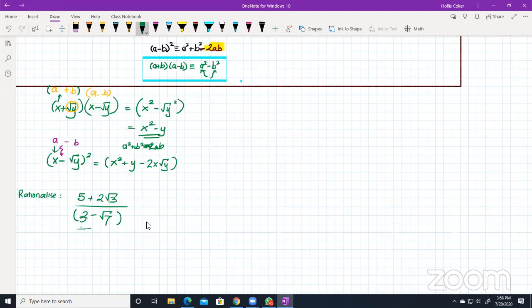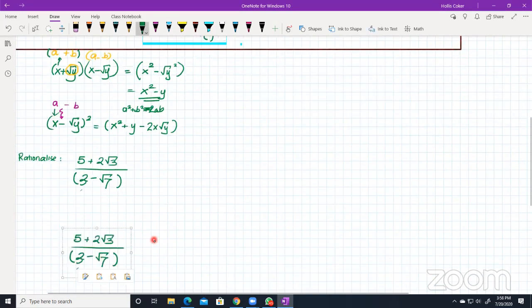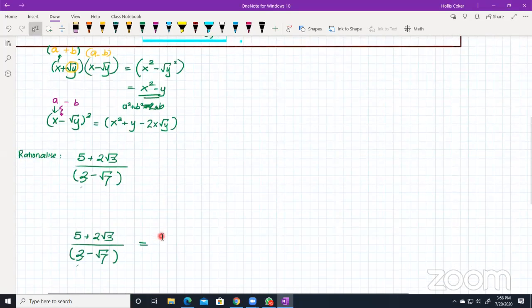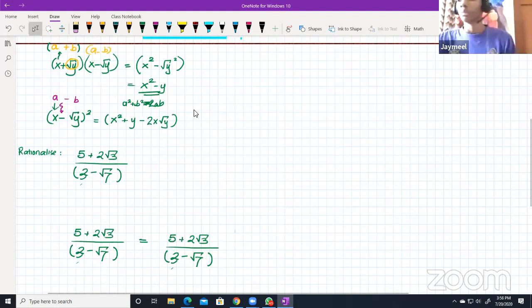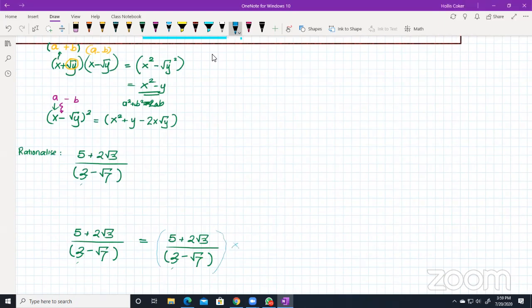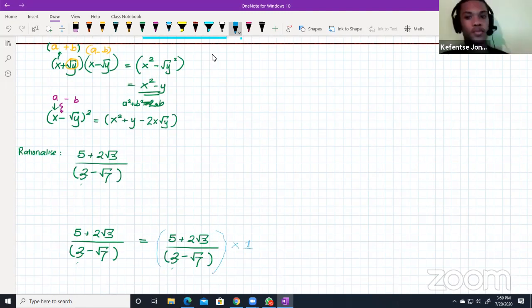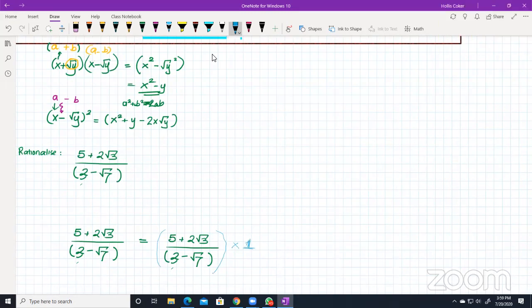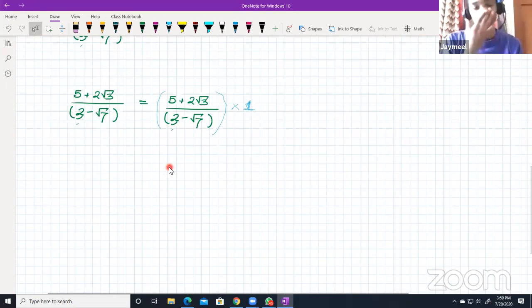Now, this expression here, if you have to rationalize that, I'm not going to write it over, I'm just going to copy it. So my answer will be equal to that, all in brackets, times 1. You agree with that? Yes, sir. Right. And then I use the fact that 1.